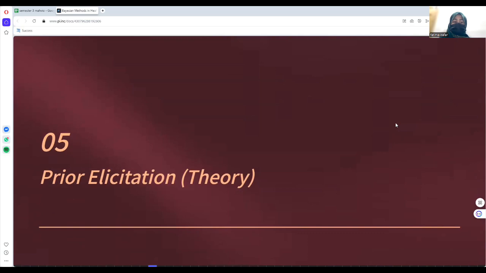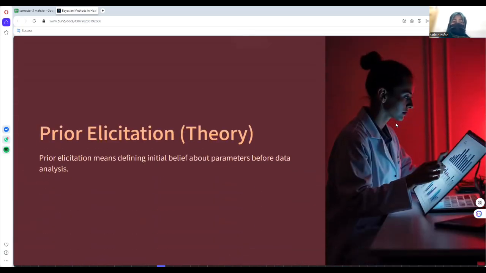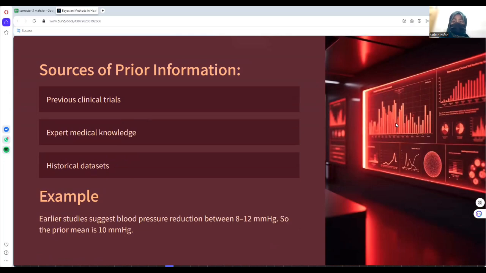What is prior elicitation? Prior elicitation means defining the initial belief about the parameters before the data analysis. That is, we want to define our initial belief about the parameters before we analyze the data. The sources of prior information are previous clinical trials, expert medical knowledge, and historical datasets. For example, earlier studies suggest blood pressure reduction between 8 and 12 mmHg, so the prior mean is 10 mmHg.